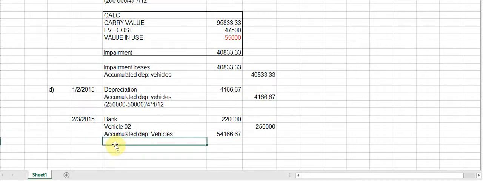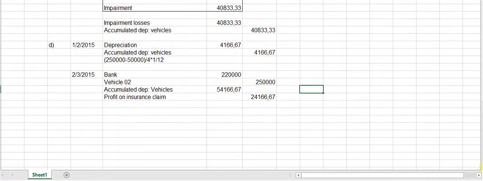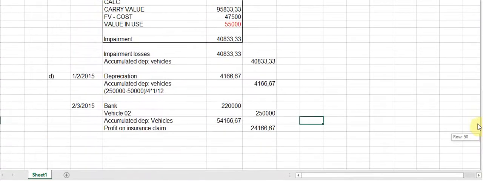Now we need to go and see, did we make a gain or did we make a profit or a loss? It would seem to me like we're short a credit entry here, so it will be a profit on insurance claim, and we're going to take the balancing figure here. We have made a profit of 24,166 Rand and 67 cents. So that was the journal entries to be posted for note A through to D.